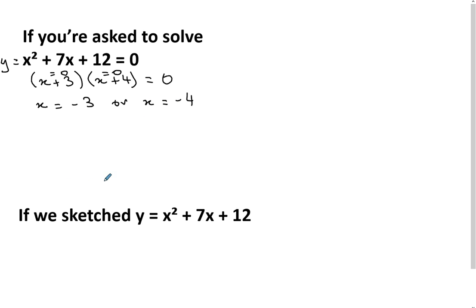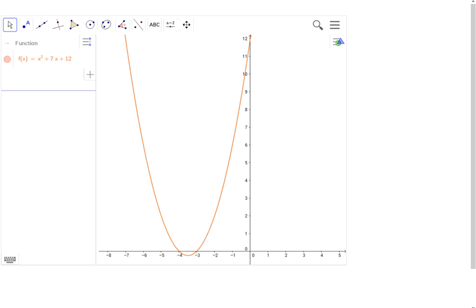If we sketched x squared plus 7x plus 12, then the 12 is your c, so that would be your y-intercept, and your minus 3 and minus 4 would be your x-intercepts. And I've sketched it, so let's look at the next slide. And you can see your y-intercept is 0, 12, and your x-intercepts are minus 4, minus 3.